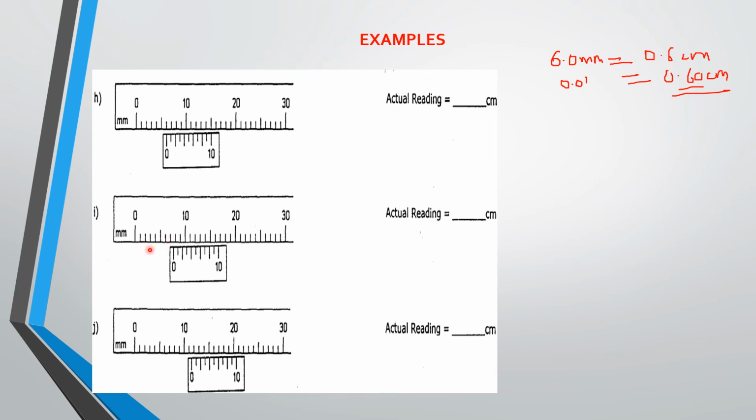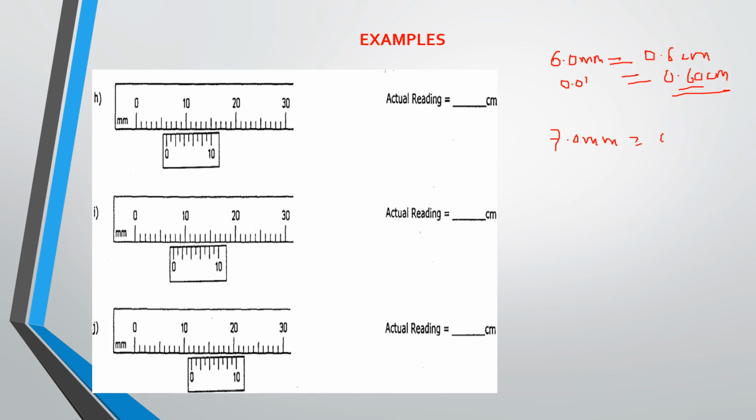1, 2, 3, 4, 5, 6, 7. 7 is 7. Okay, so which means that on the main scale you have 7.0 millimeters. So you put that down: 7.0 millimeters. Just do your conversion to centimeters, make life easy for us.